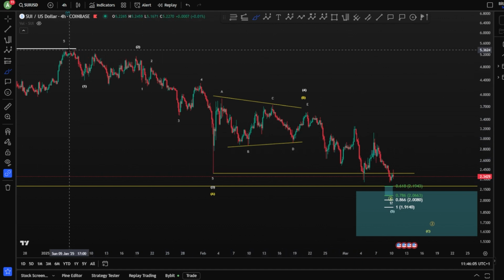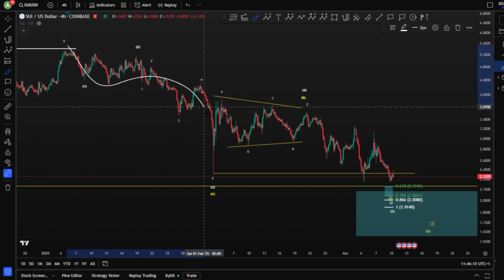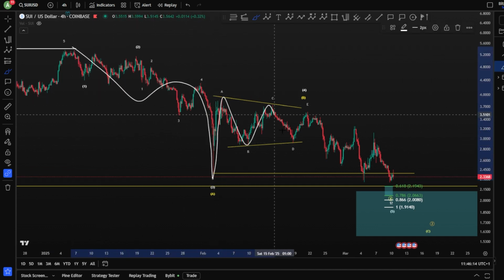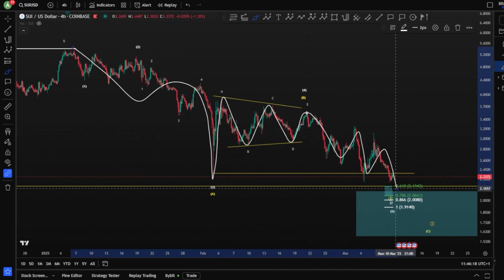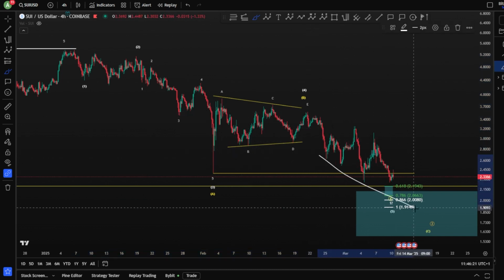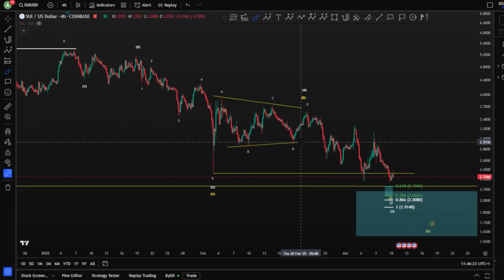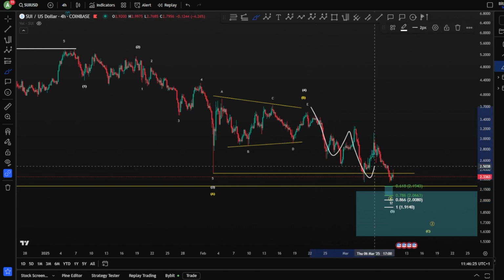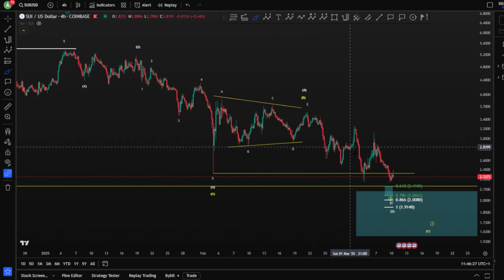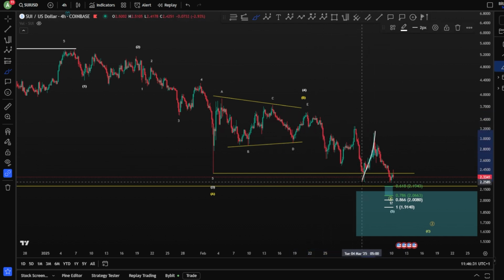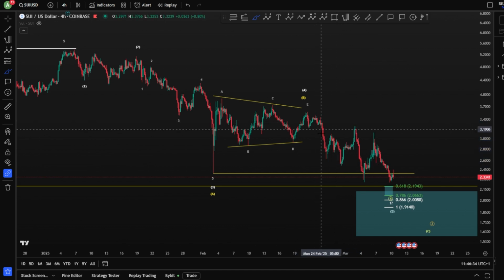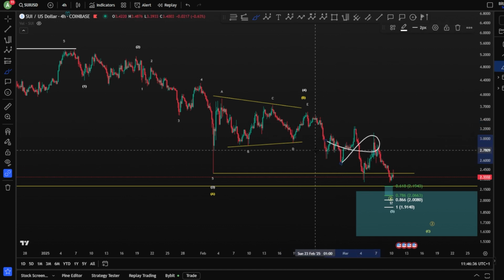Now another scenario is, of course, what if we have here a kind of a wave A, like 3 corrective waves, and then of course a wave B in a triangle, and you're looking as well for a wave C here. So your wave C has to be a leading diagonal, ending diagonal, sorry, or an impulse. But the only way to see a leading diagonal was given already and invalidated by this wave 4 longer than wave 2, which is not good as an ending diagonal.